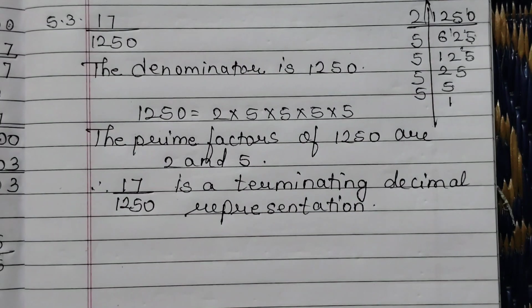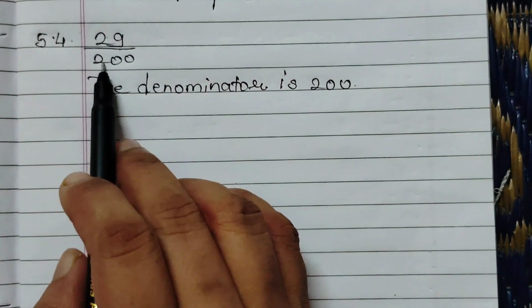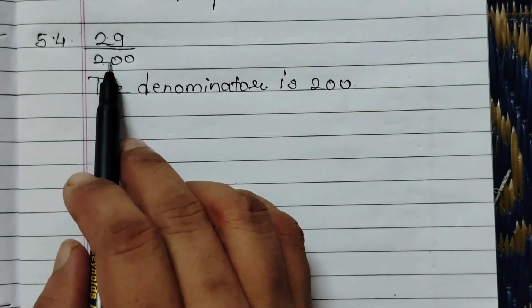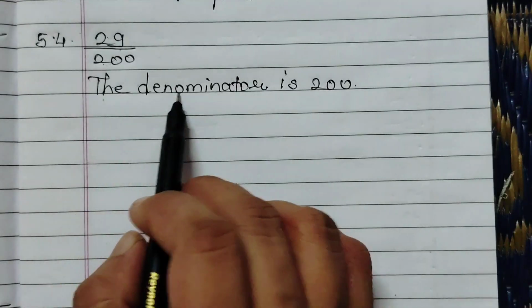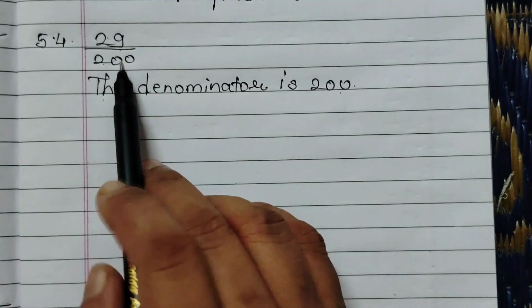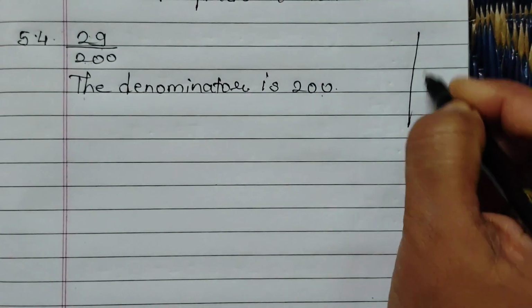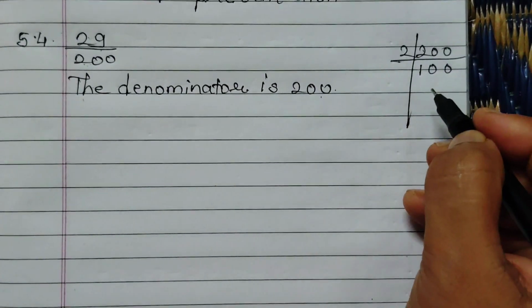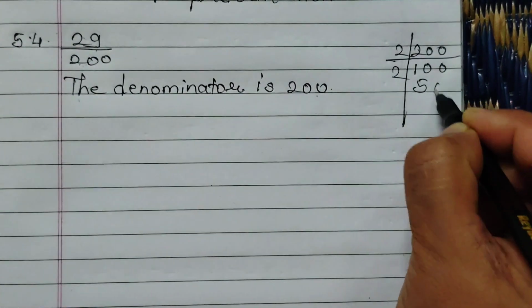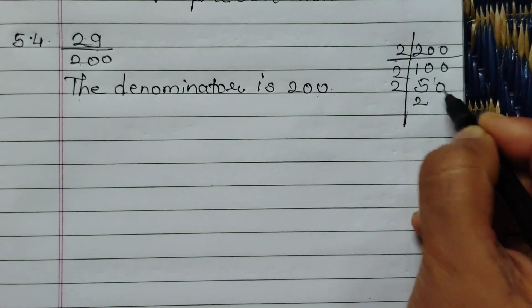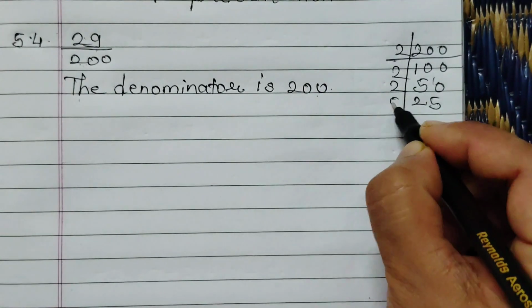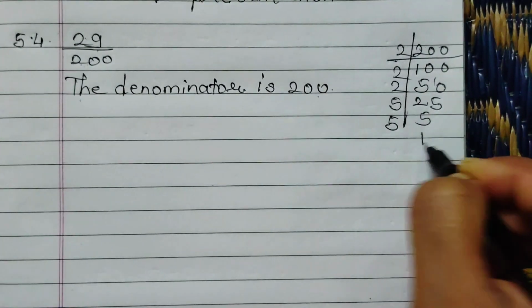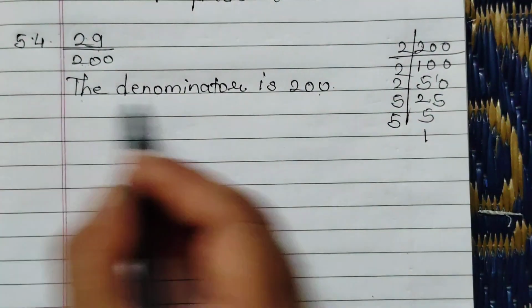Okay, next question. Next question is 29 upon 200. We cannot reduce this number. So we start, the denominator is 200, right? So we'll take out the prime factor of 200. So 2 1s are 2, 0, 0. 2 5s are 10 and 0. 2 2s are 4, 1 carry, 2 5s are 10. 5 5s are 25, 5 1s are 5. Okay, so what we got?